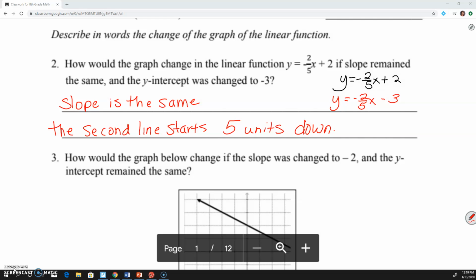Which one's closer to the origin? Which one's closer to the origin, the starting point? Which one's closer to 0? 2. This one, 2 is closer to 0 than -3 is, right? So if it asks which one's closer to the origin, you know the first line is closer to the origin because it's closer to 0, 0, the starting point.